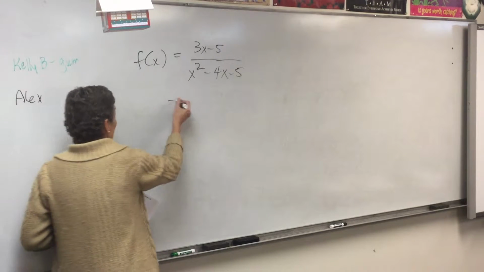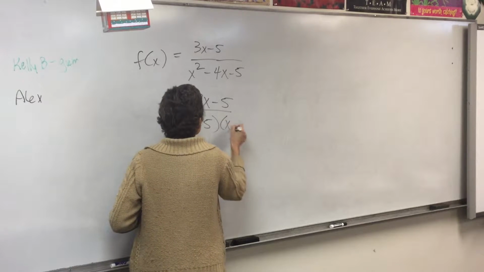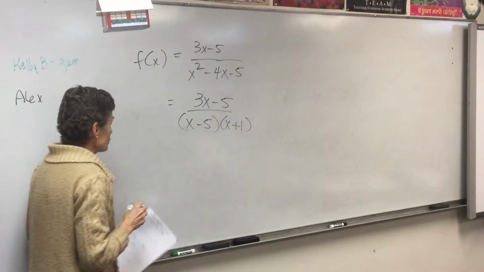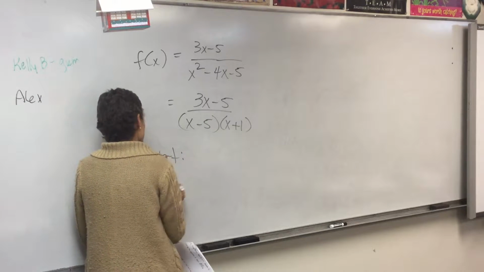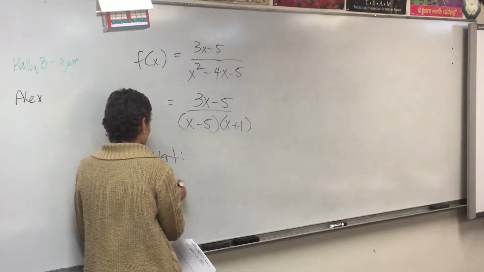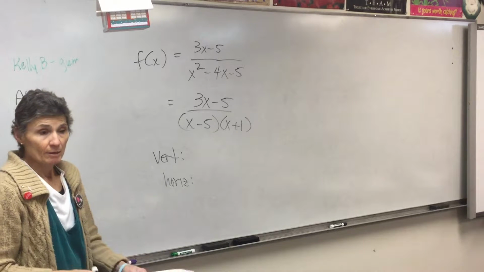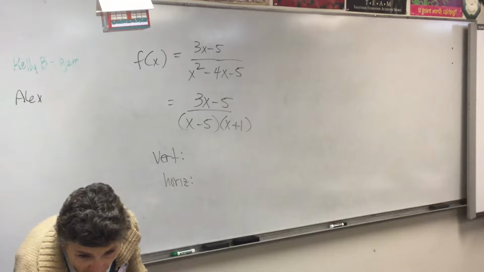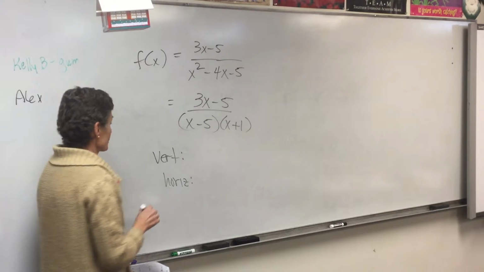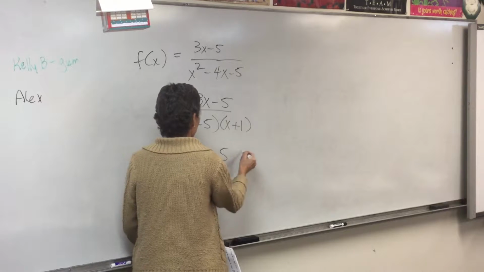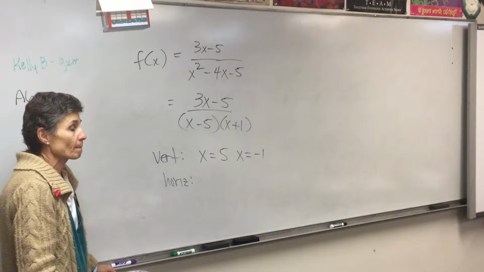Okay, so we're going to factor. Now we should be able to tell where all of the asymptotes are. Now, some of them are vertical and some of them are horizontal. So where are the vertical asymptotes? Vertical asymptotes happen when the denominator is 0. So my vertical asymptotes are at x equals 5, and x equals -1.